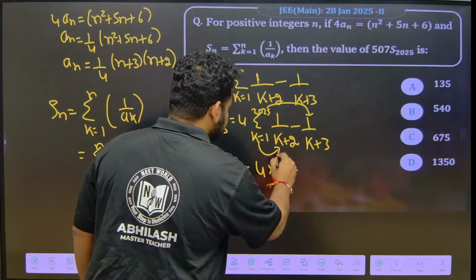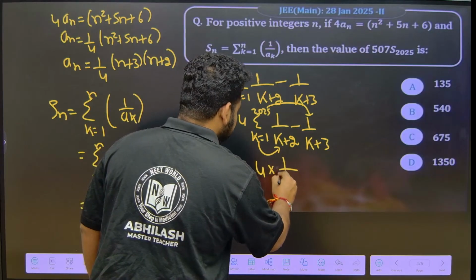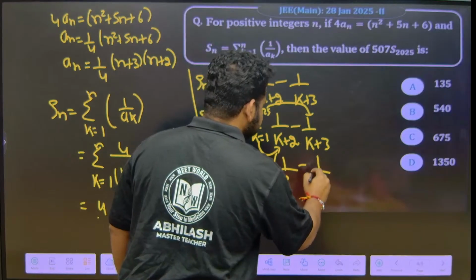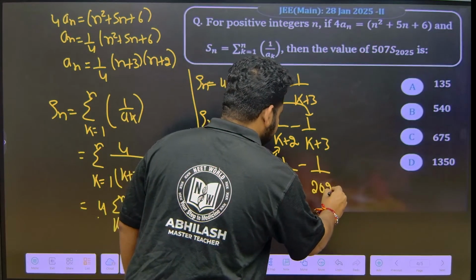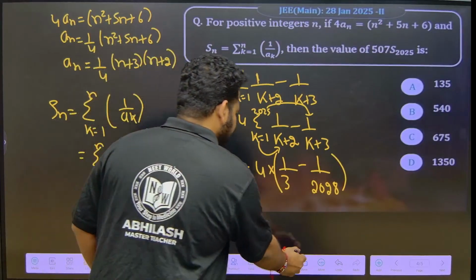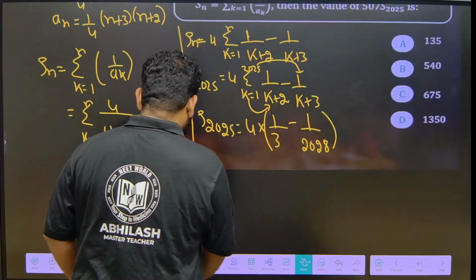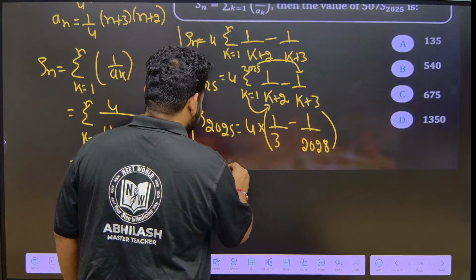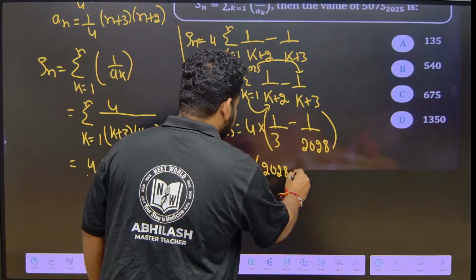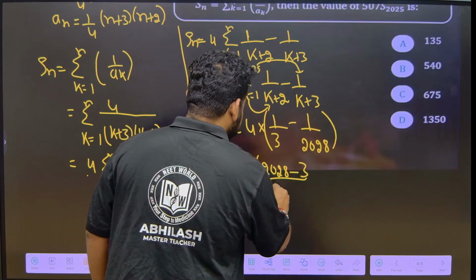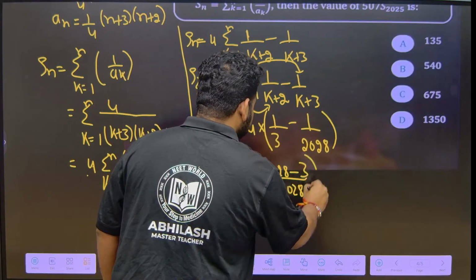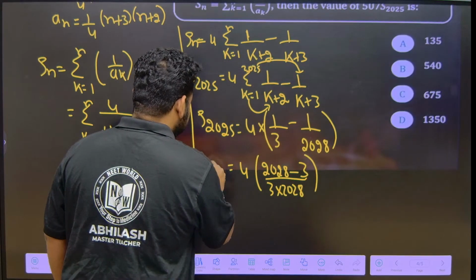K plus 2 means this will become 1 plus 2, which means this will become 3. 1 by 3 minus 1 by 2025, 2025 plus 3, this is 2028. Okay, this is what I get, 2028. Now, if I take the LCM, what will I get? I will get 4 times 2028 minus 3 divided by 3 into 2028. So this is what I get for S2025.